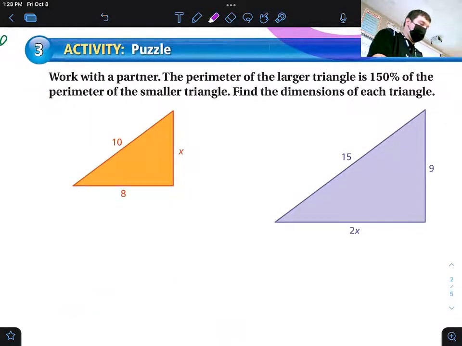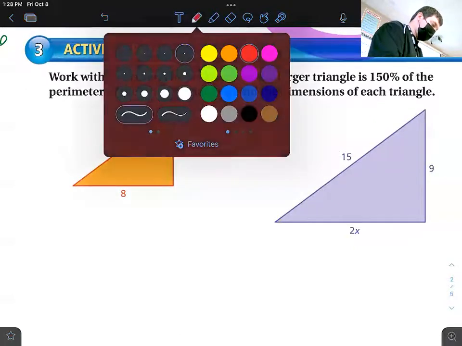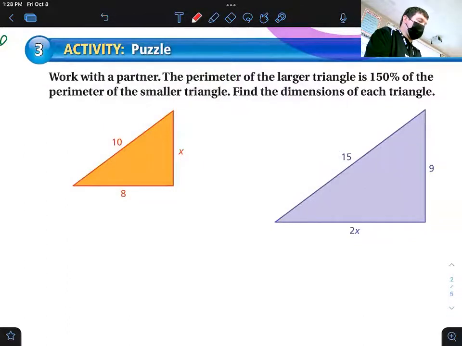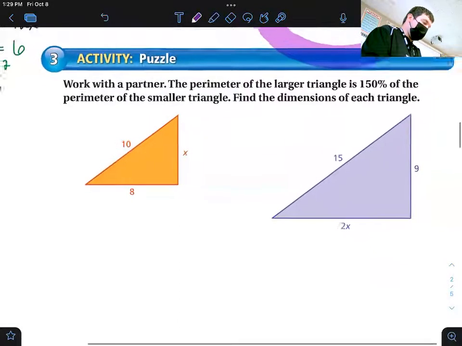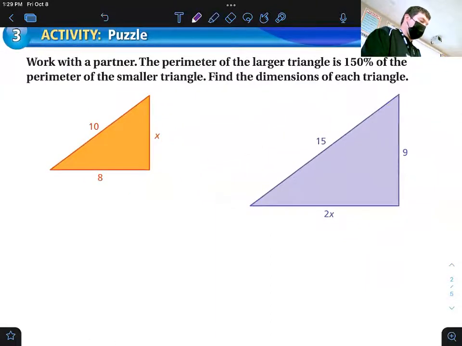Tornado drill, sorry. The perimeter of the large triangle is 150% of the perimeter of the smaller triangle. Find the dimensions of each triangle. Martin, which of these is the larger triangle, the orange or purple one? Okay, so purple. I'm going to change to purple. Martin, give me an expression that represents the perimeter of the large triangle.